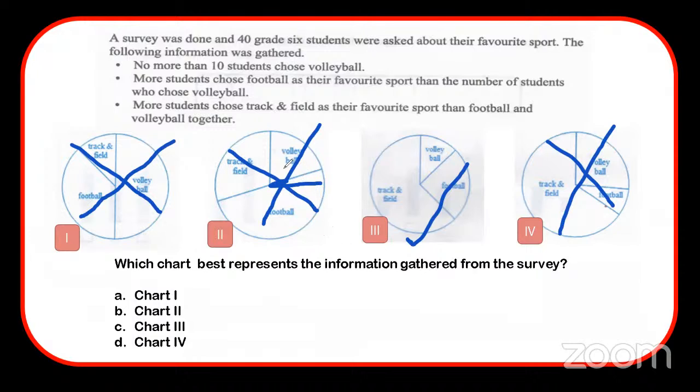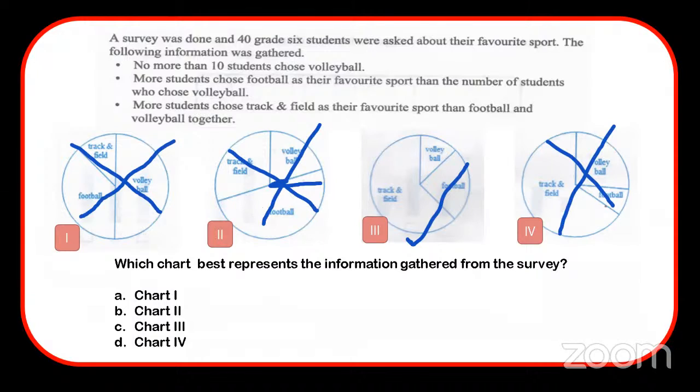Cannot be chart 2, guys. Cannot be chart 2 because it says more students chose track and field as their favorite sport than football and volleyball together. This is football and volleyball together, and it is more than track and field. Track and field should be more than those two together. That's why it cannot be chart 2. All right? All right. Let's move on.